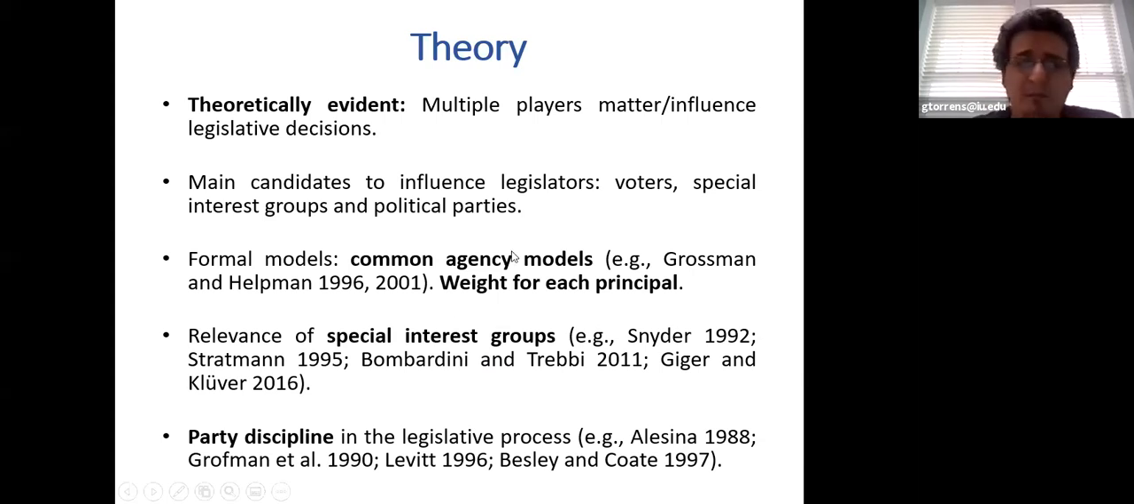But if you want to formalize this more, what we have are models of common agency. The idea is that the legislator is the agent of several principals, and the principals are these kinds of actors, could be voters, special interest groups, could be parties, or a combination of these different principals. From our perspective, the most important implication of these formal models is that at the end, they end up putting weights on each principal. And that's exactly what we are going to do here, but we won't do that empirically.